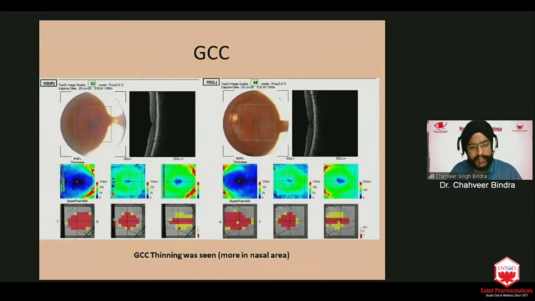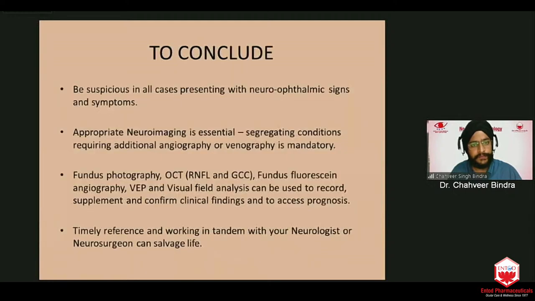Now this modality, ganglion cell complex, lets us assess these kinds of changes much earlier as compared to RNFL, where we see thinning more in the nasal area, which gives us a suspicion that the papillomacular bundles or the cone cells are involved more as compared to the other areas.